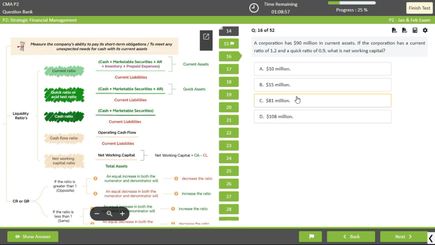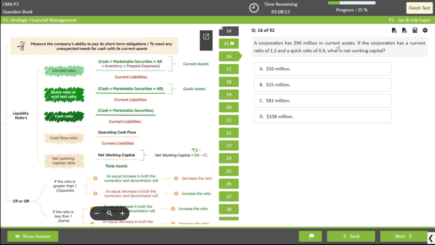Okay, now here we have: a corporation has 90 million in current assets. If the corporation has a current ratio of 1.2 and a quick ratio of 0.9, what is the net working capital? Net working capital is the difference between current assets and current liabilities. The current assets are given as 90 million. Now we need current liabilities, so let us find out the current liabilities.